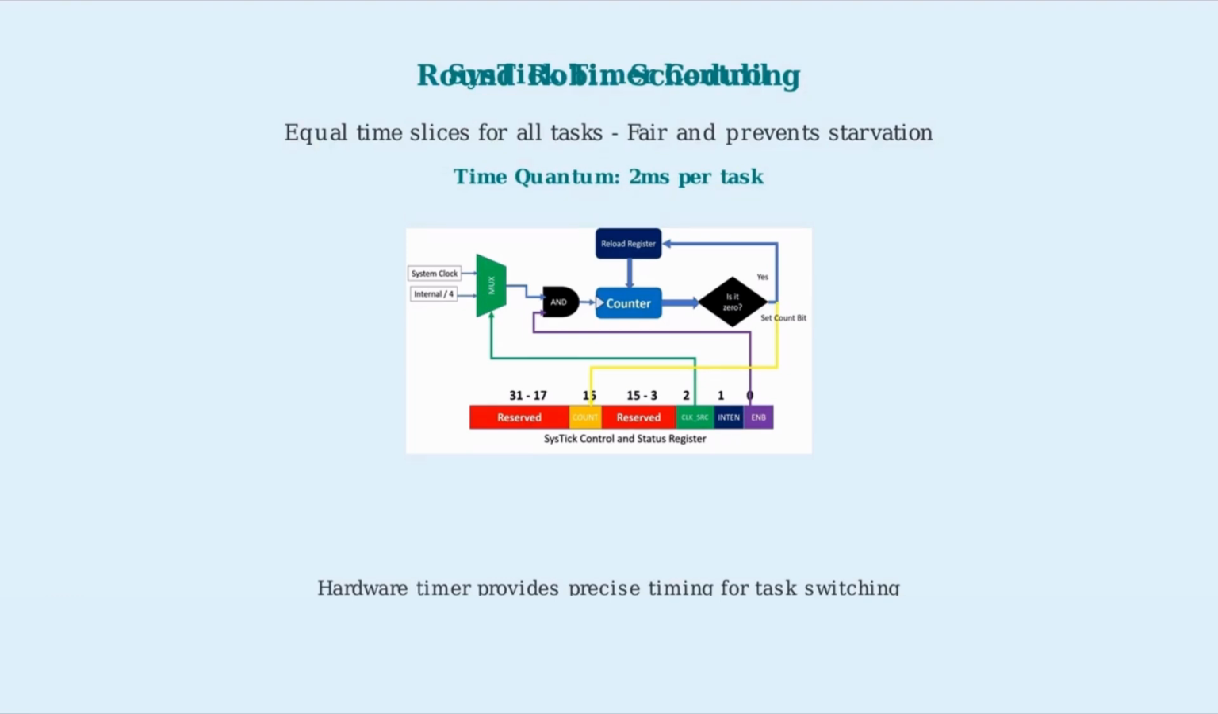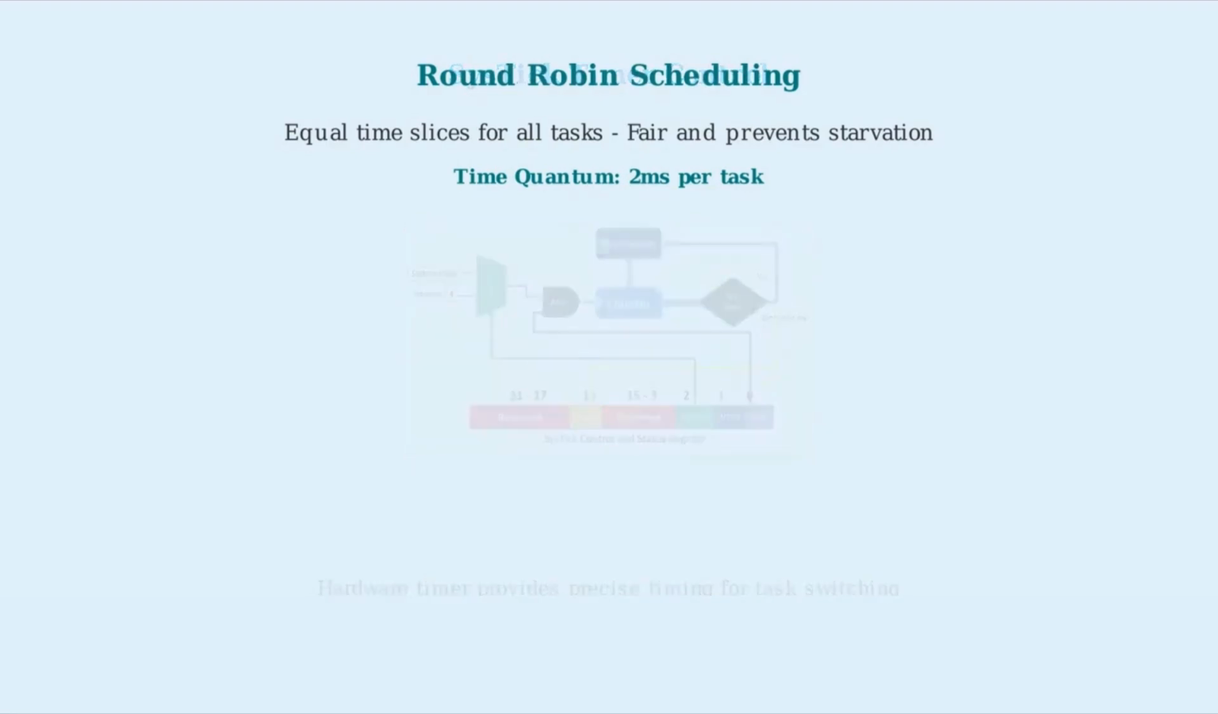and reliable multitasking performance. CPU task scheduling is essential for efficient system operation. Round-robin scheduling with preemptive multitasking ensures fair resource allocation and system responsiveness, while hardware timers like SysTick provide the precise timing needed for reliable task management.